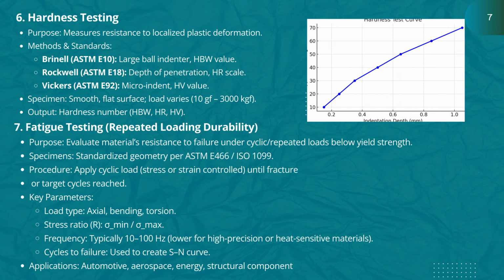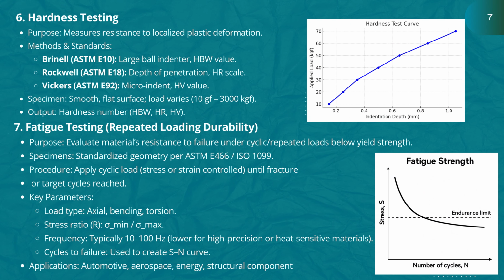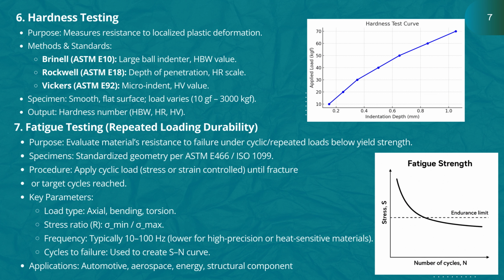Let's move on to hardness testing. The purpose of hardness testing is to measure how resistant a material is to localized plastic deformation. In simple terms, how well it can resist being dented or scratched. There are different methods for this.